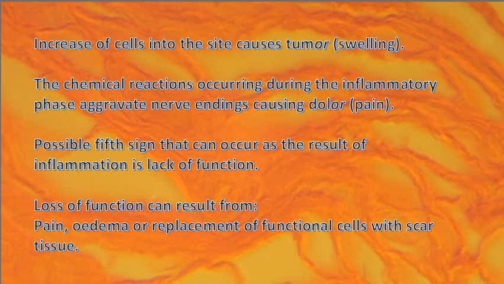The 4th OR of inflammation is dolor, or pain, and is caused by the release of chemicals involved in the inflammatory response. These chemicals irritate nerve endings. As well as the 4 ORs of inflammation, there is a 5th sign that can occur, and this is loss of function. Loss of function can be due to pain, oedema, or replacement of functional tissue with scar tissue.